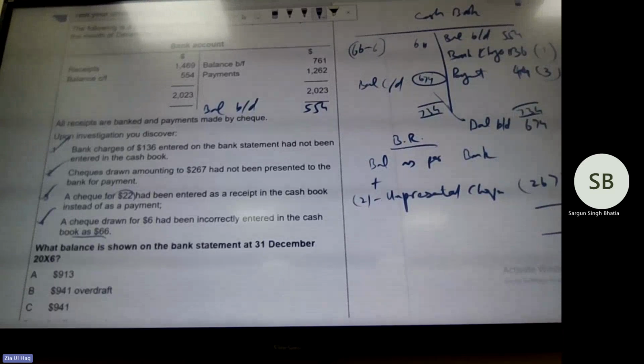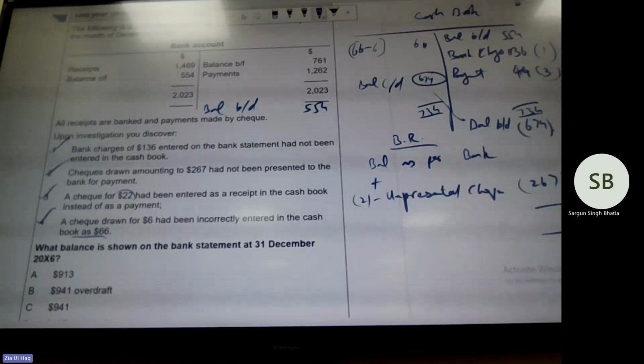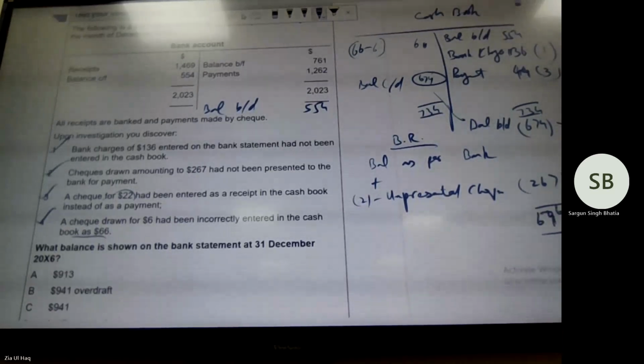Is that 674 a positive balance or a negative balance? Can you repeat, sir? This 674 is the balance of the cash book. Is that a positive balance or a negative balance? Sir, it's a negative balance, because it is on the credit side of the cash book. This means this 674 negative balance should be there.